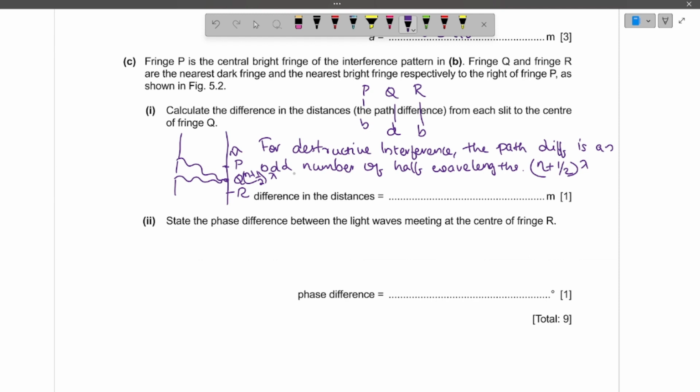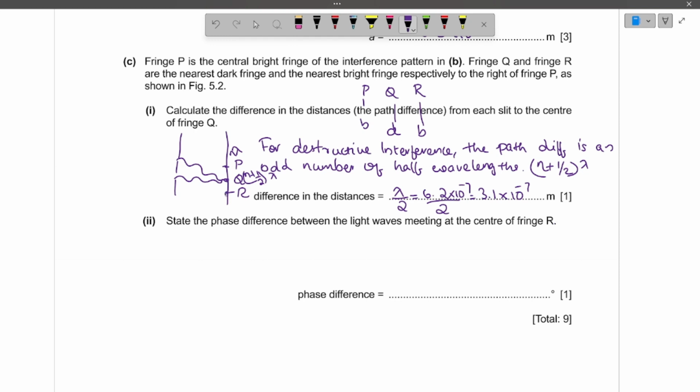Okay, the nearest one. So the path difference would be only lambda by 2, and the lambda value is already given, 6.2 times 10 to the power minus 7, divided by 2, which is 3.1 times 10 to the power minus 7 meter. So this would be the path difference of these two waves, and that's the reason for the destructive interference at this position Q.